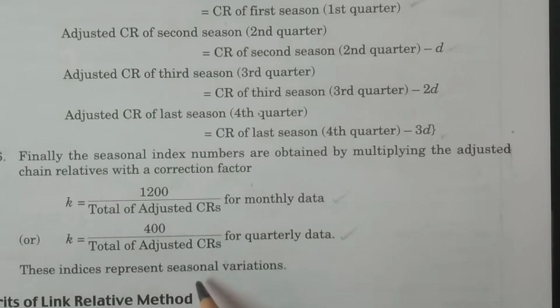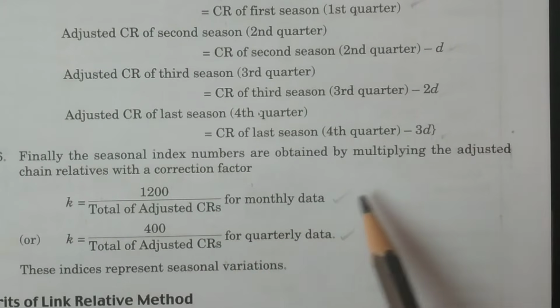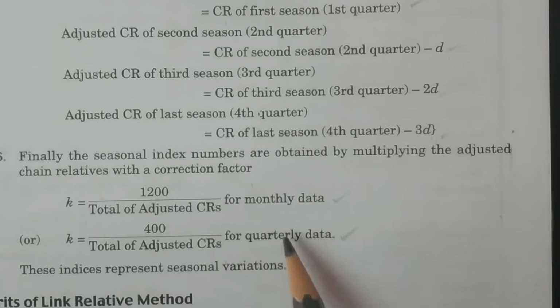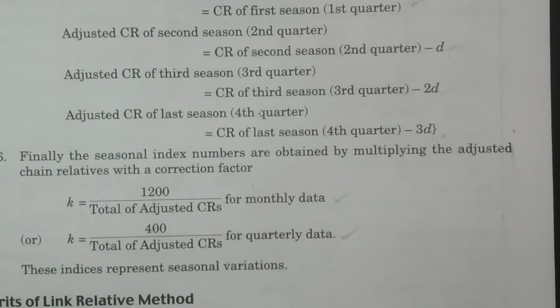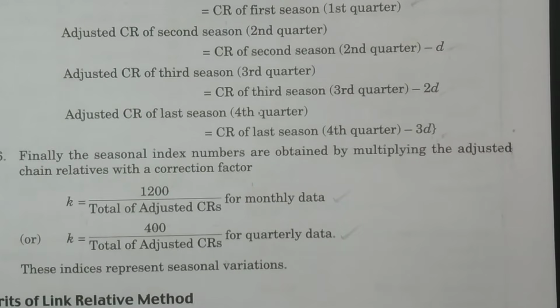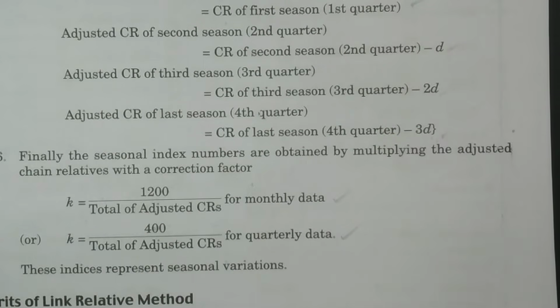The other method to calculate the seasonal index numbers is this. What you have to calculate is the adjusted chain relative divided by the average of the adjusted CRs, multiplied by 100. That is another formula which can be applied, either multiplying with K or applying the formula I explained now.